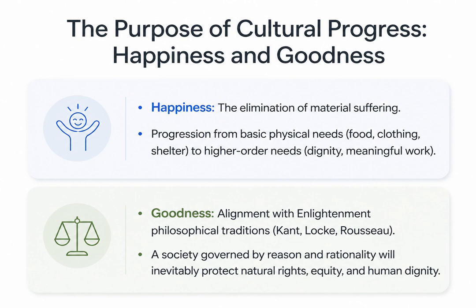By happiness, Tylor meant the elimination of material suffering. You can think of this like Maslow's hierarchy of needs, moving from basic survival needs like food and shelter up to higher order needs like dignity and self-respect. By goodness, Tylor was drawing heavily on Enlightenment philosophers like Kant and Locke. He believed that as a culture progressed toward civilization, it would become increasingly governed by reason, which would inevitably result in a just, equitable society that protected the natural rights of all individuals.